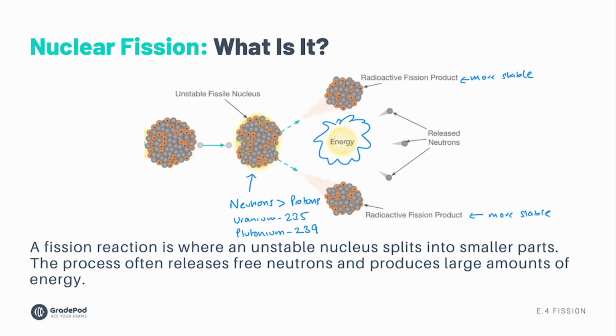But what's the point of this whole slide? The point of this whole slide is to find a sentence that describes fission. And here we are. A fission reaction is where an unstable nucleus splits into smaller parts. The process often releases free neutrons and produces large amounts of energy. I need you to memorise that to explain what fission is.